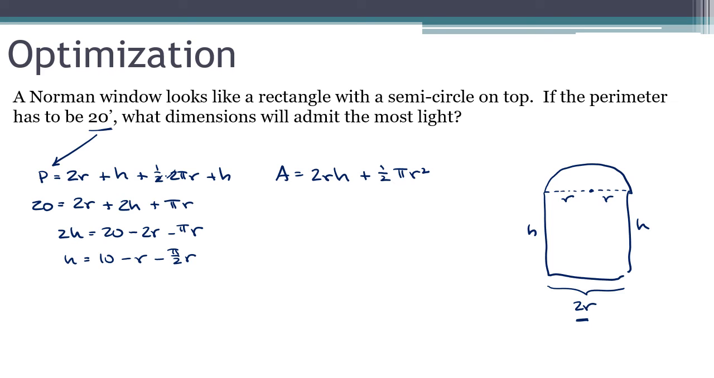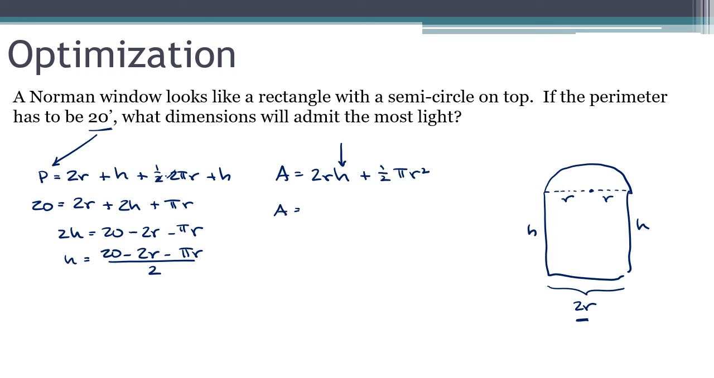I'm going to take that back. You see, it helps to look ahead. Let's go ahead and leave it 20 minus 2r minus pi r over 2. And here's why. I'm looking ahead. I'm seeing my next step is going to be to substitute this into here. And there's only one h in here, and there's a 2 out in front. That 2 that's out in front is going to cancel the 2 in my denominator, and the fractions are all going to go away. All right, so let's do that substitution.